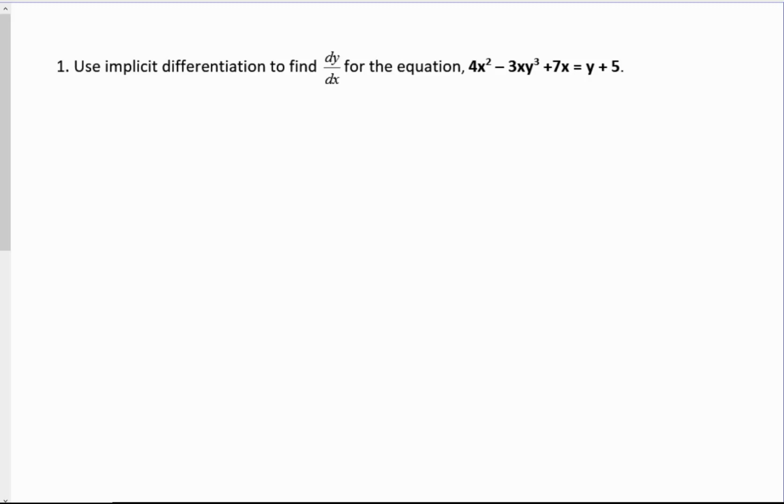We're going to be going over quiz 6 and I'm going to review how to do each of the 4 problems. First problem, we talk about implicit differentiation. So to find dy dx, we're first going to differentiate each term. So 4x squared, if we take the derivative, the power rule, 2 times 4 will be 8, drop the power, so we have 8x.